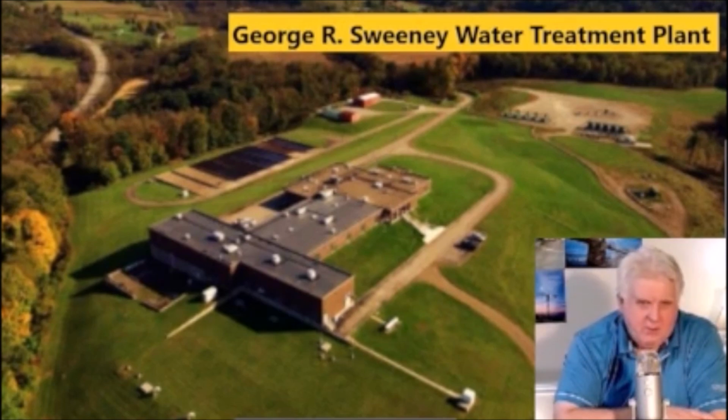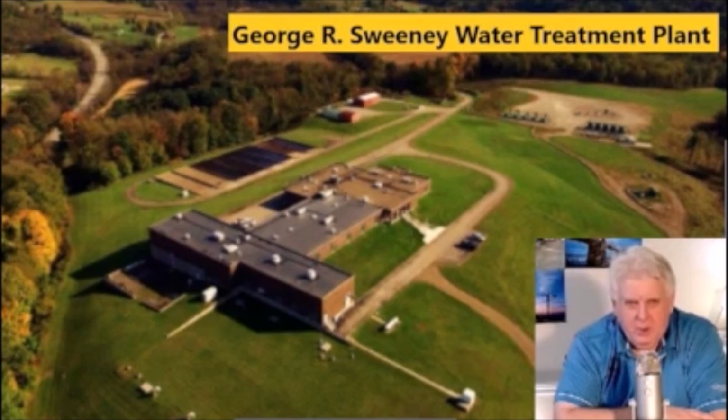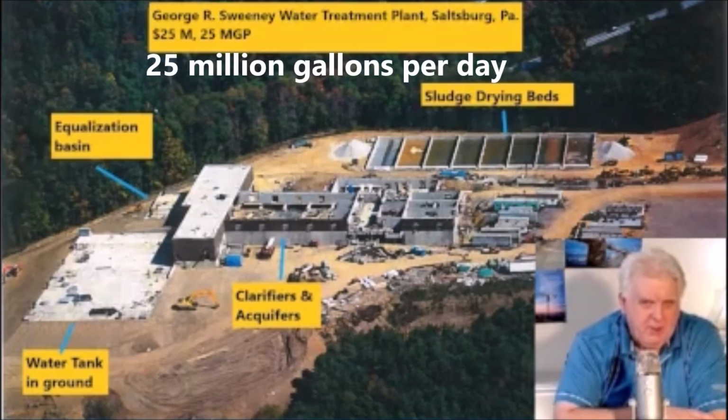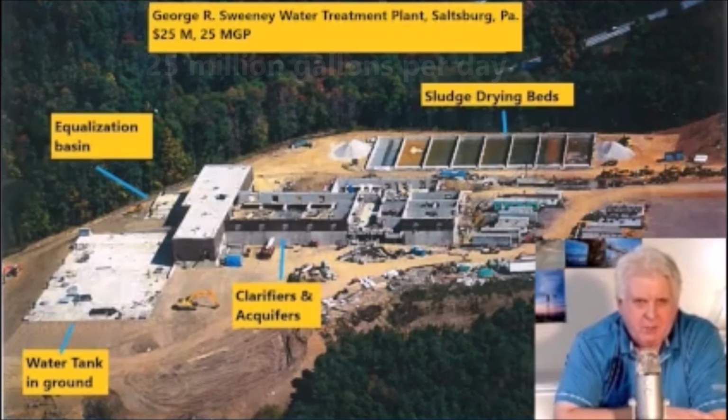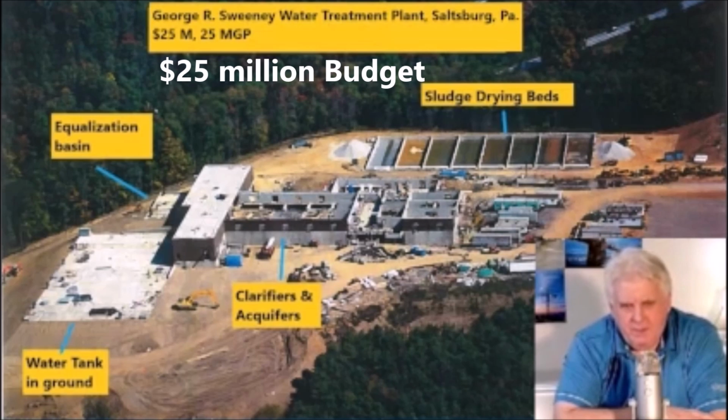I was part of a construction management team that built a $25 million water treatment plant outside of Pittsburgh, Pennsylvania, near Salzburg. It was called the George R. Sweeney Water Treatment Plant. And we had contracted with the Westmoreland County Water Authority to build the plant. It was 25 million gallons per day, and their initial budget was $1 million per million gallons per day, so thus the $25 million price tag.